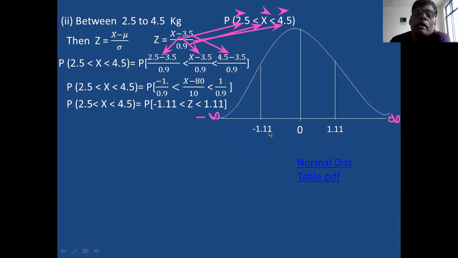And the area required is in between these two. Between minus 1.11 and 1.11, this area is required. This area you have to find out. Then how to find out? Mark the area. You first mark the area.